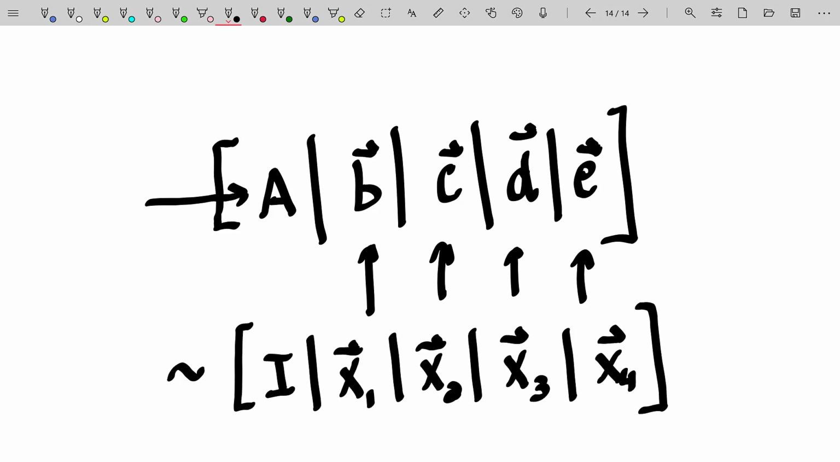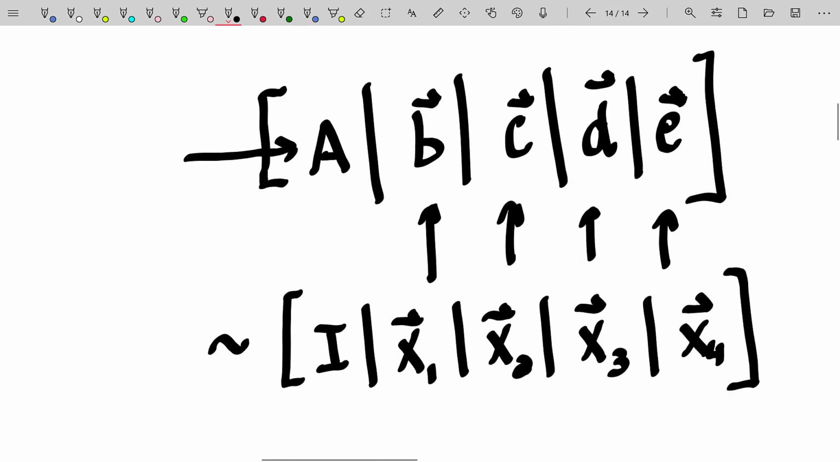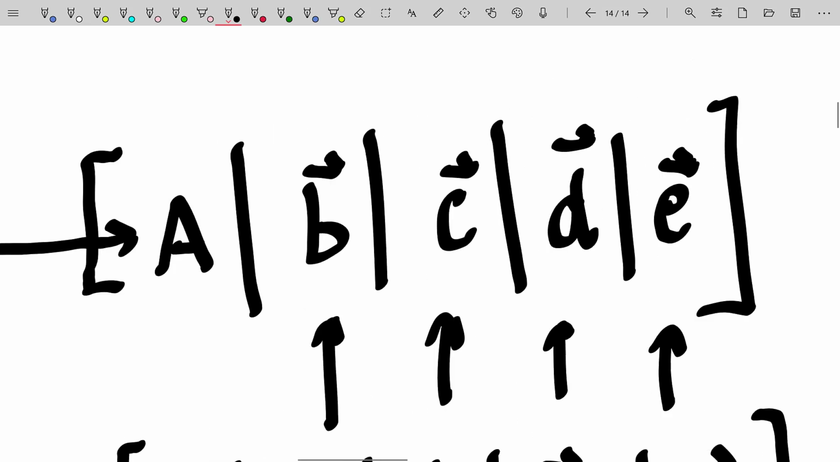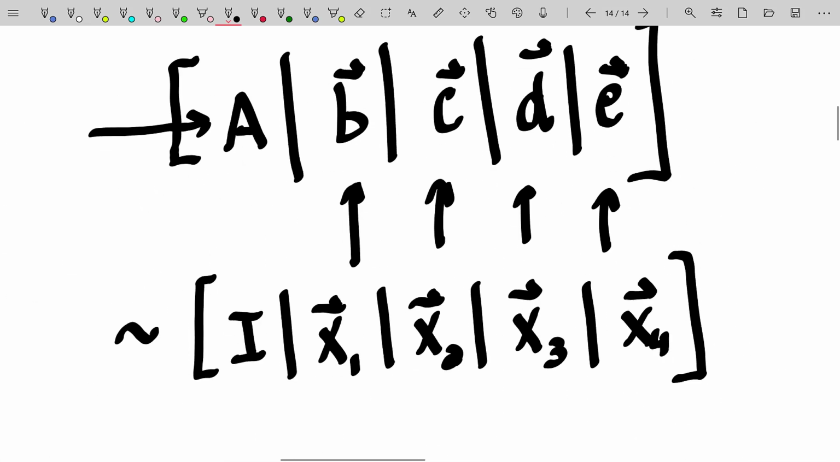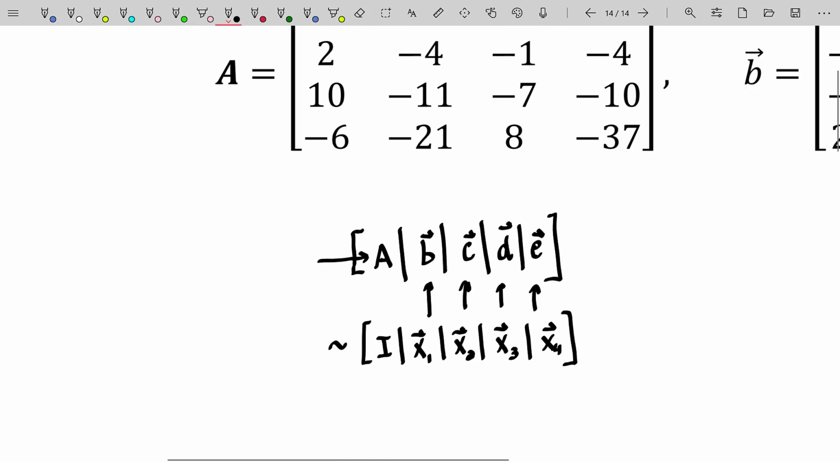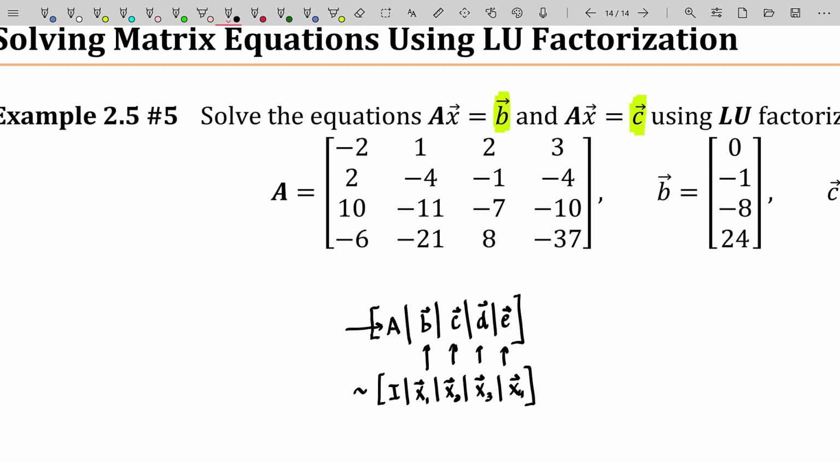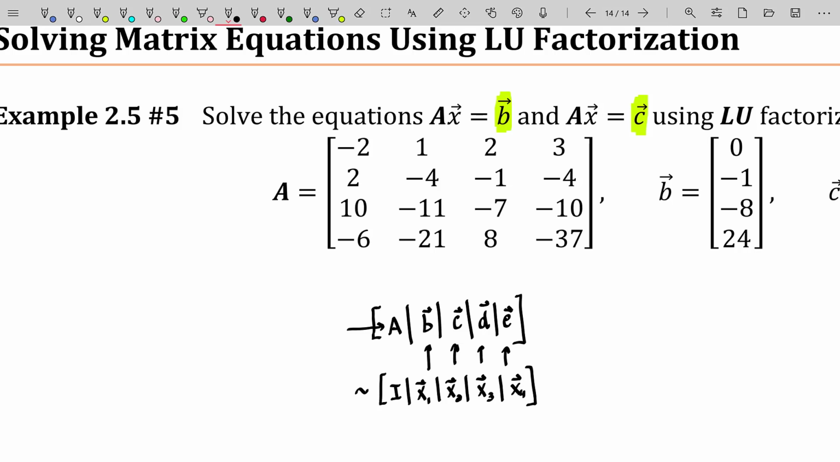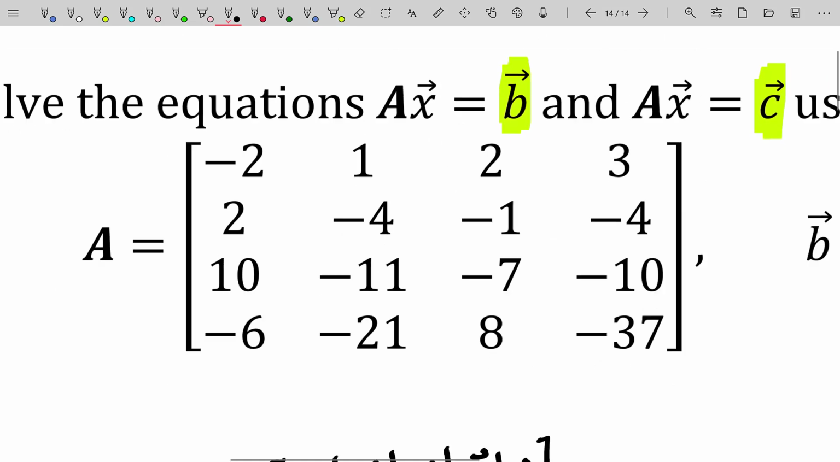You would have the identity matrix because you used row reduction to get A into reduced row echelon form, assuming, by the way, that A is invertible. And those right-hand side vectors through all of those row operations become the solutions you are looking for. Well, I mentioned that this is worthwhile to do if you have been given up to 4 right-hand side vectors, 4 different right-hand side vectors. And the reason why I say that is because this is a 4x4 matrix.